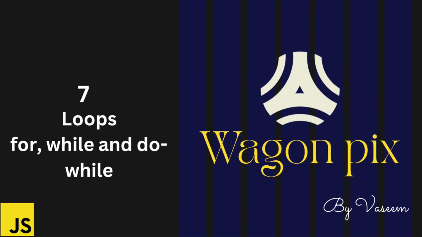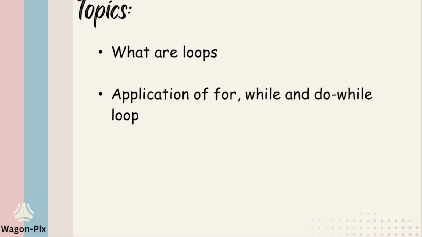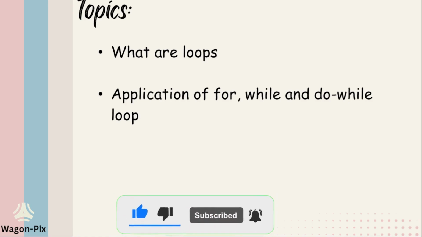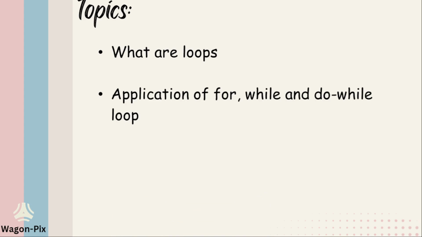We are into the 7th tutorial of the JavaScript series, and the topic of this tutorial is loops. The points we'll be covering are what loops are and how to define them, and the types of loops: for loop, while loop, and do while loop. We will see these loops through examples. We'll create an example and see how these loops work.